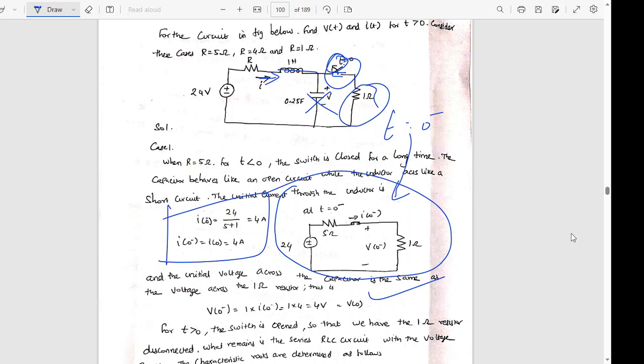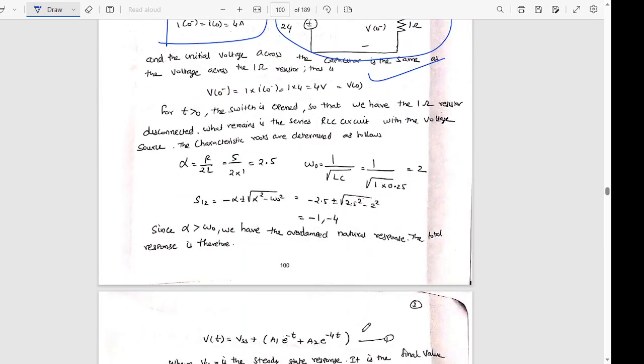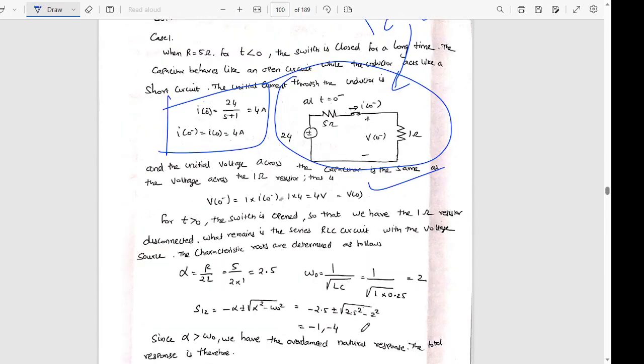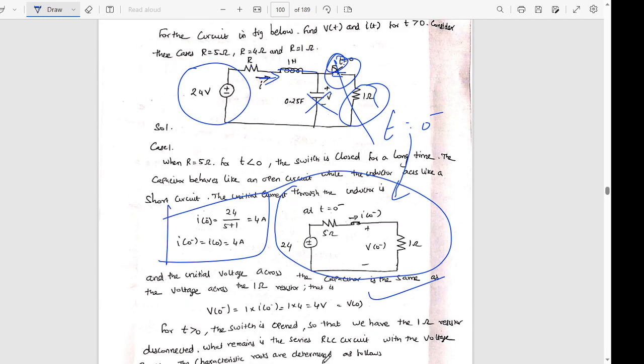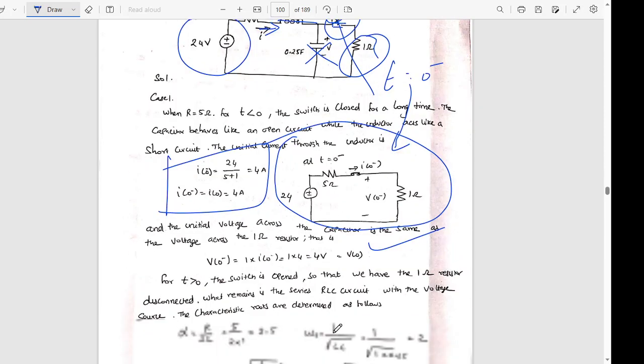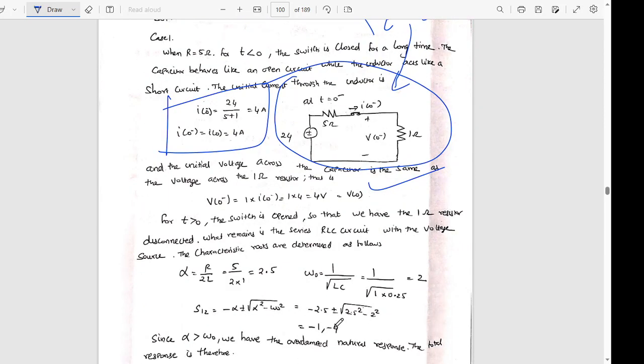At t equal to 0, what happened? This switch is opening. So this part of the circuit is removed, and we have R, L, C in series with the 24 volt source. Okay, we know what is Vs. Vs is 24 volt. R value can be considered 5 for case 1. L value is 1 Henry and C value is 0.25 farad.